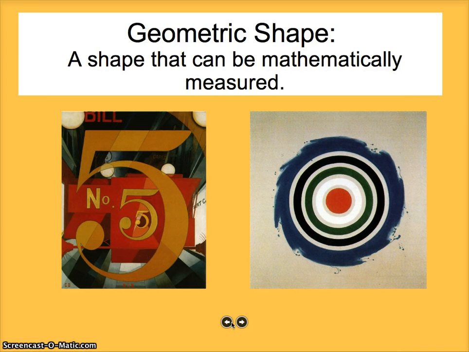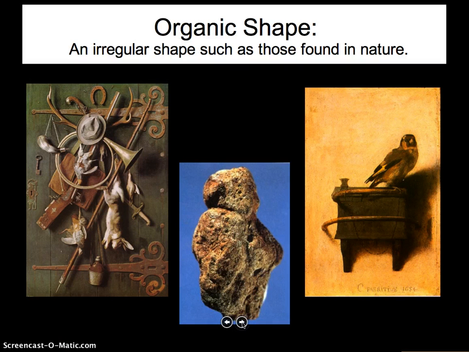Geometric shape is one type of shape. It can be mathematically measured. You can make them with rulers and compasses and other measuring devices and handily measured. Organic shape, an irregular shape such as those found in nature.